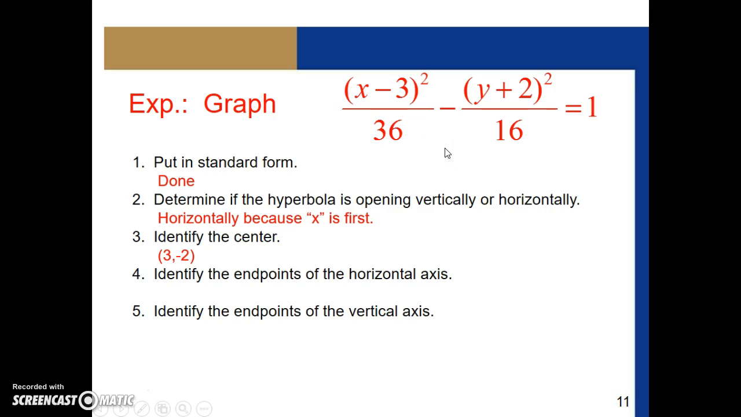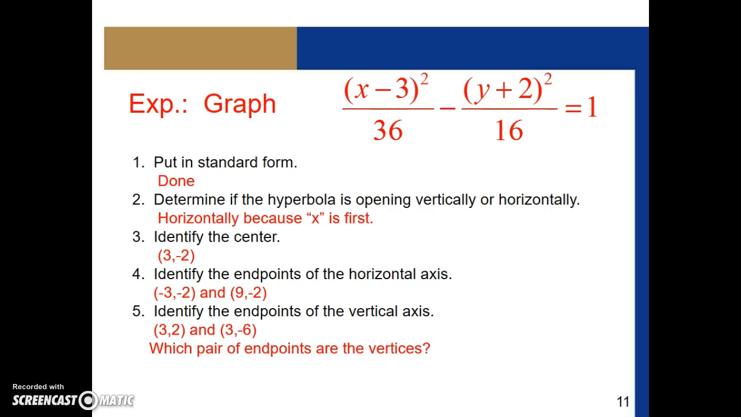So for the endpoints of that horizontal axis, we're going to add 6 to our x-coordinate and subtract 6 from our x-coordinate. So 3 minus 6 is -3, and 3 plus 6 is 9. That's where we get the endpoints of the horizontal axis. The vertical axis has everything to do with b. Here we can see that b is a value of 4. So we're going to take that value of k and add 4 to it, and subtract 4 from it, and that gives us the midpoints of each side of the rectangle that we're actually going to draw.